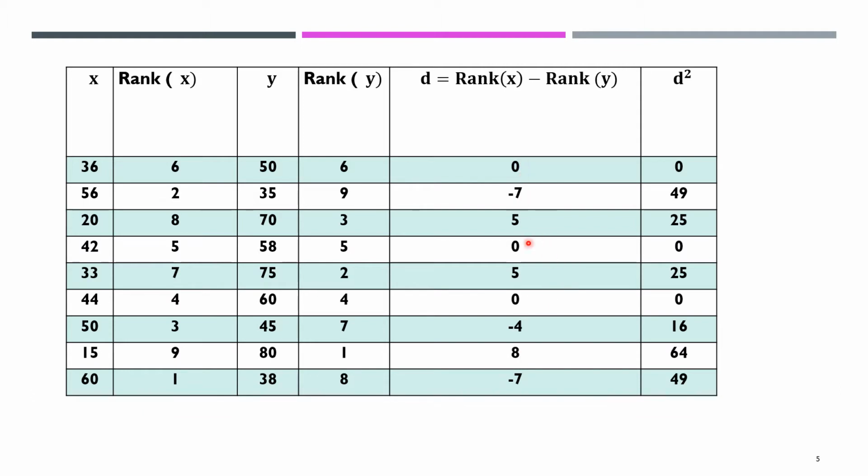Now square these D values, and we get D square. 0 square is 0, minus 7 square is 49, 5 square is 25, 0 square is 0, 5 square again 25, then 0, minus 4 square is 16, 8 square is 64, and minus 7 square is 49.